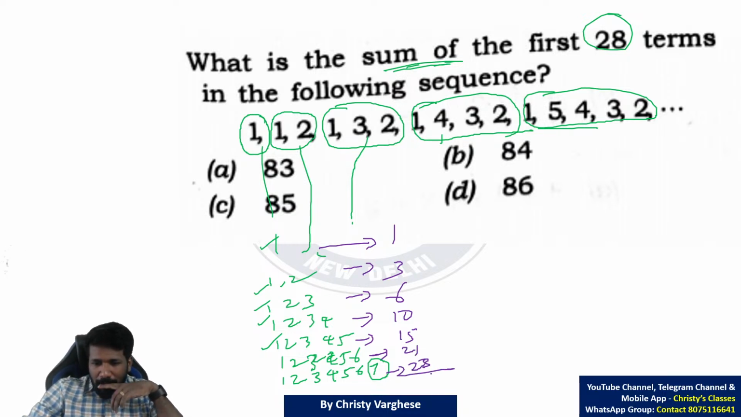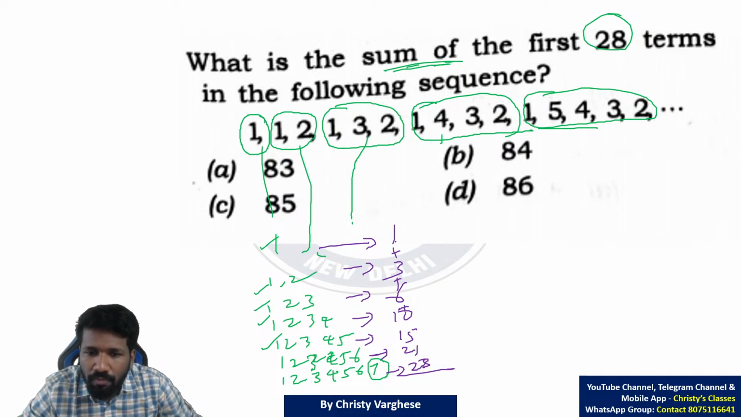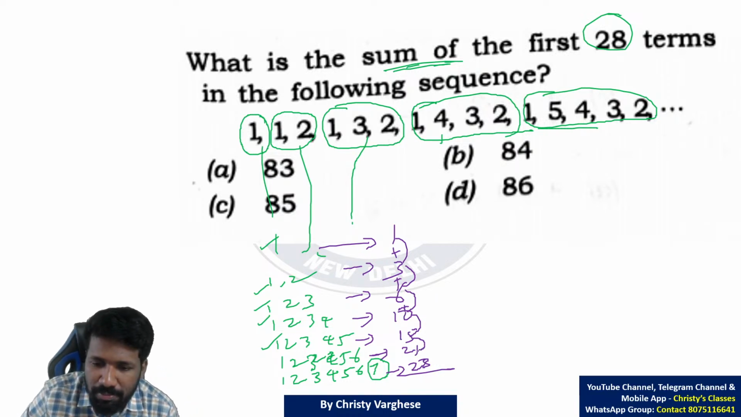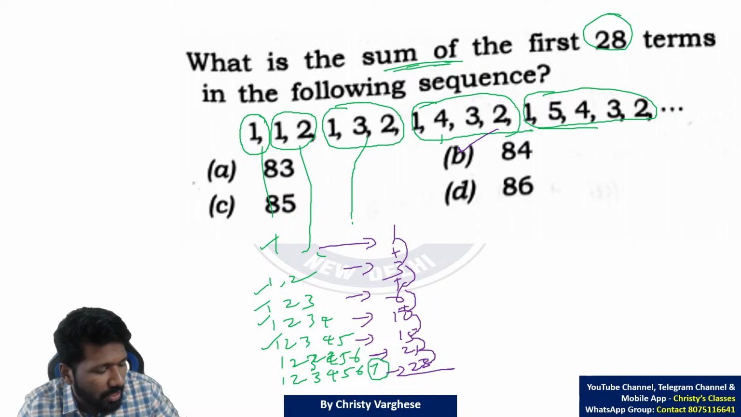So adding all this, what will you get? Adding all this will be the final answer. 1 plus 3, 4. 4 plus 6, 10. 10, 20, 35, 45, 55, 56. 56 plus 28, 84. So 84 will be the answer.